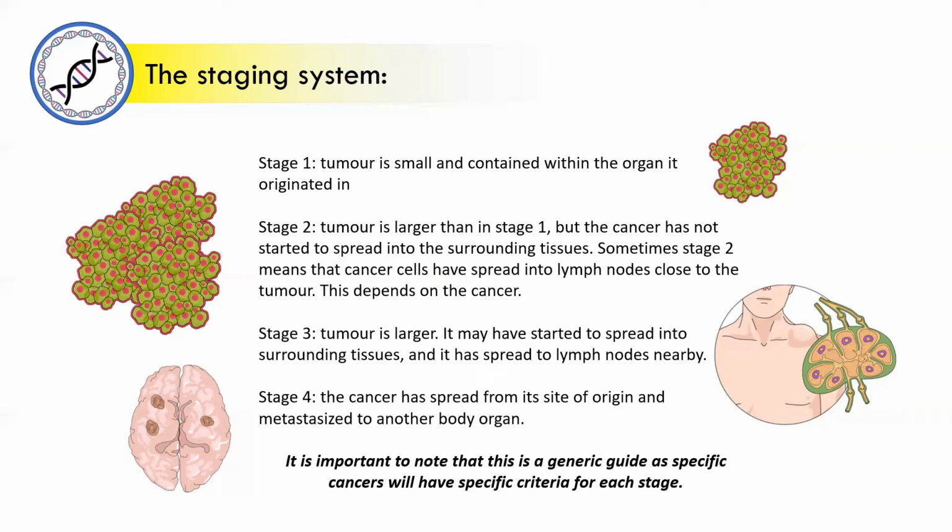Stage 3. The tumor is larger. It may have started to spread to surrounding tissues, and it has spread to lymph nodes nearby. Stage 4. The cancer has spread from where it started and metastasized to another body organ. It is important to note that this is a generic guide, as specific cancers will have specific criteria for each stage.